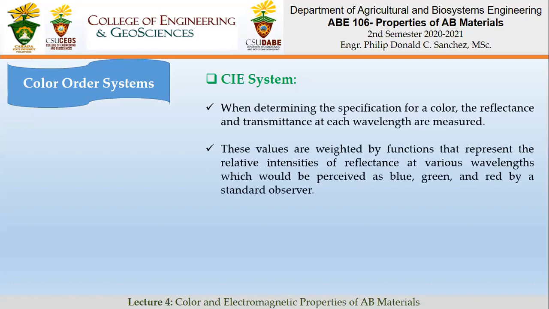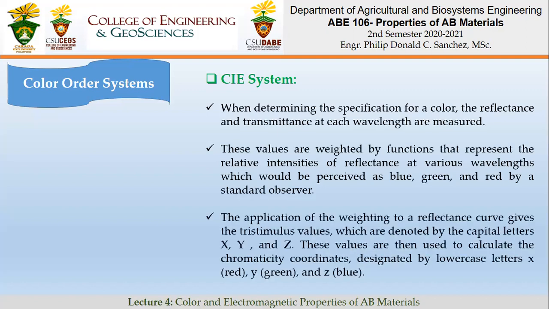So that's the CIE system. When determining the specification for a color, the reflectance and transmittance at each wavelength are measured. These values are weighted by functions that represent the relative intensities of reflectance on the corresponding red, green, and blue.